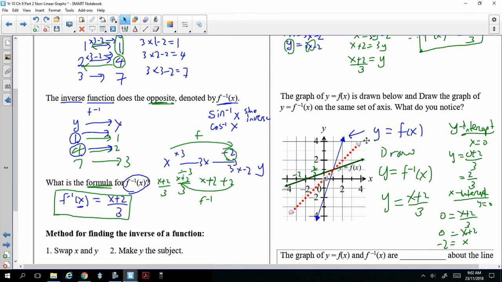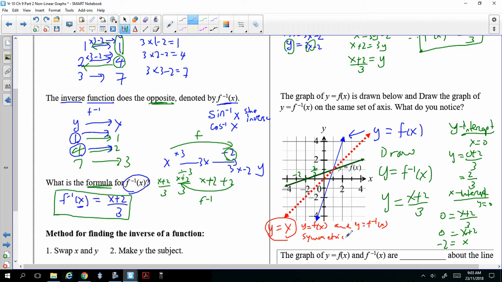And that's true for any inverse function, not just for this particular example. Okay, so we're going to write down the equation of that line. So the equation of that dotted line is y equals x. So it's symmetrical about this line. So the function and the inverse, y equals f(x) and y equals f inverse, they are a reflection of each other about this line.